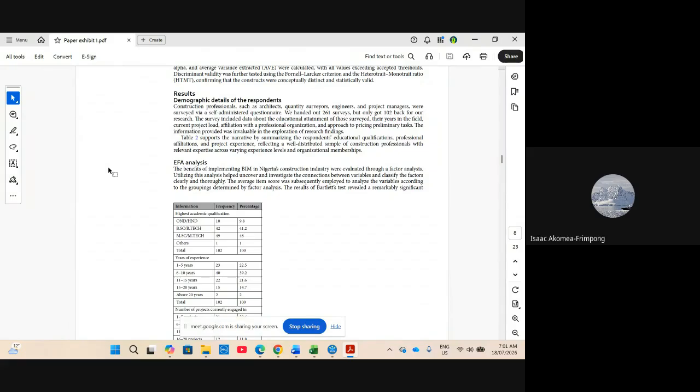Because I know some people just put some of these demographics there. They don't even know what the demographics stand for. They just pick and put something there. Everything that you put in your questionnaire must have a meaning. It must represent something. Don't put anything there.